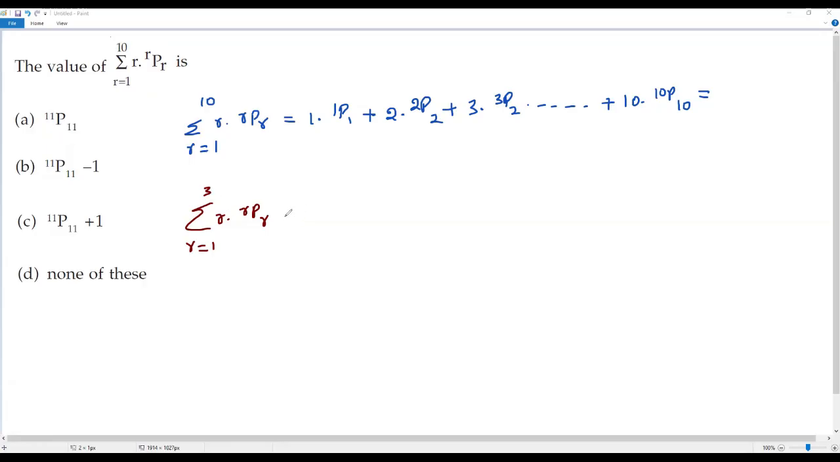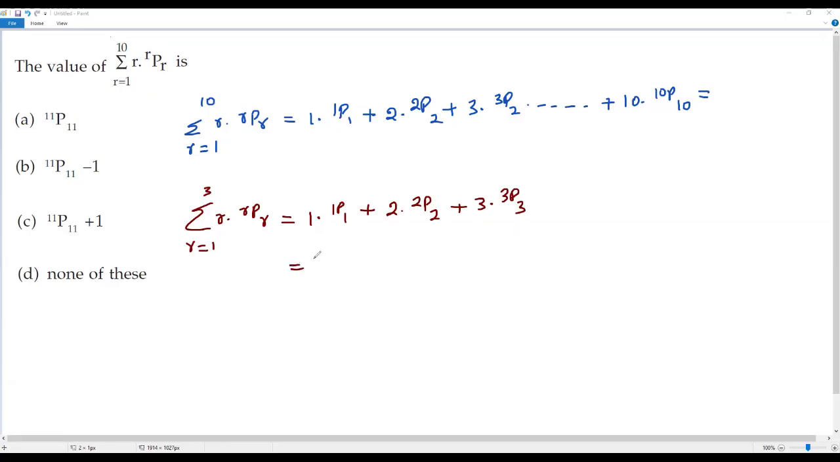Okay, now let me do it. First I plug in r equal to 1, then 1 times 1P1. Now let me plug in r equal to 2, then I get 2 times 2P2, plus. Now let me plug in r equal to 3, then I get 3 times 3P3. Okay, I can evaluate the value of this.